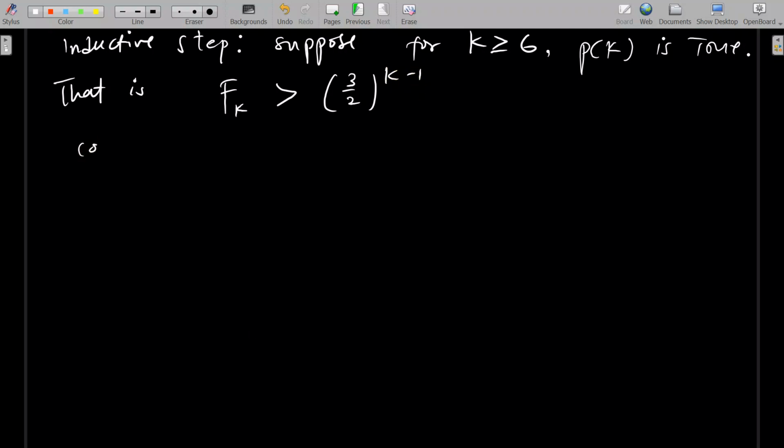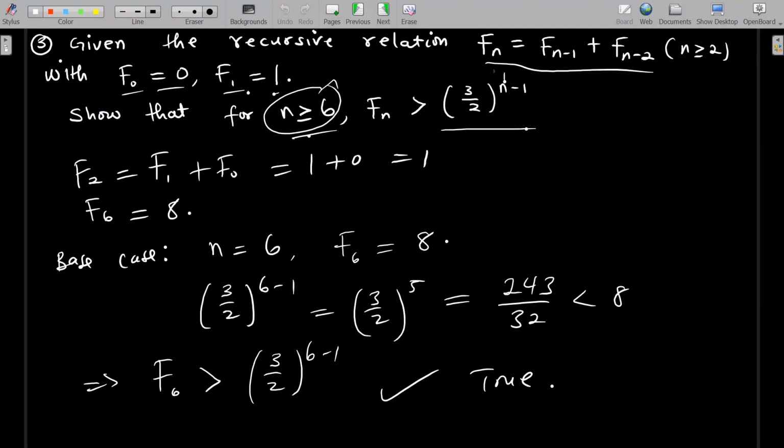Now let's consider this. Consider n equals k plus 1. What happens? When n is equal to k plus 1, what's going to happen here is that you're going to do f sub k plus 1, and by the recursive relation, what will be f sub k plus 1?